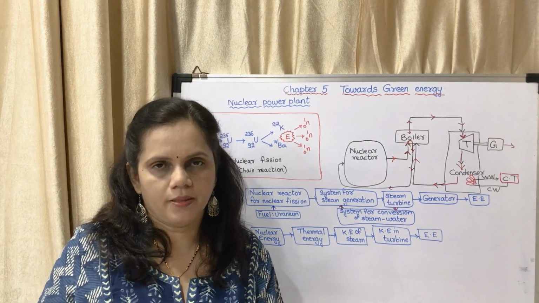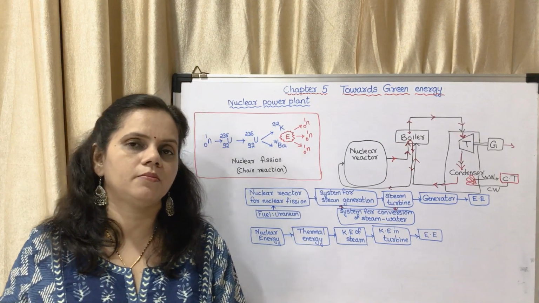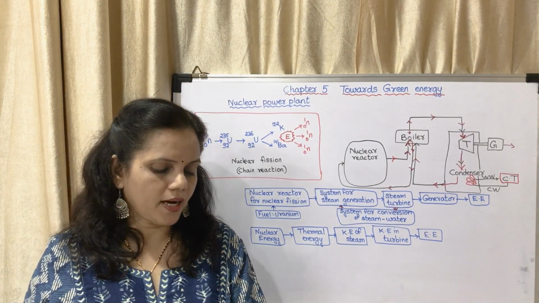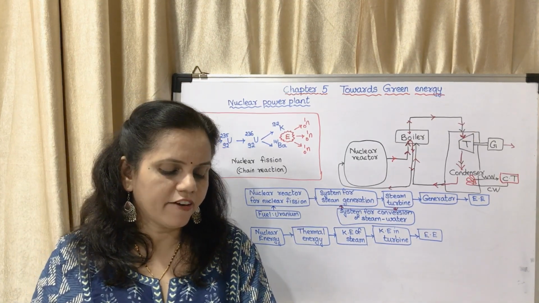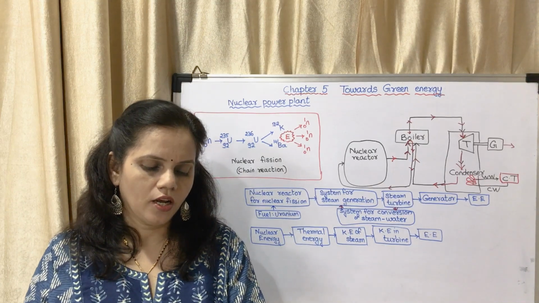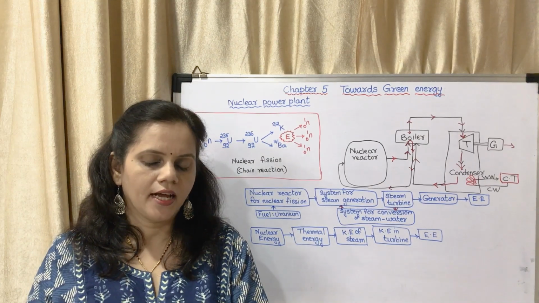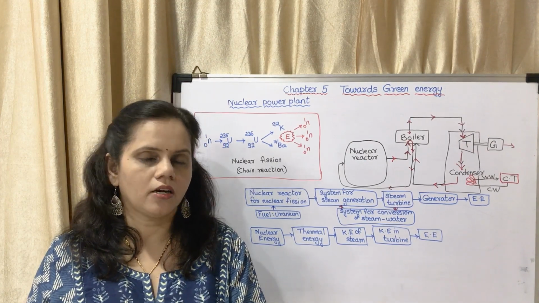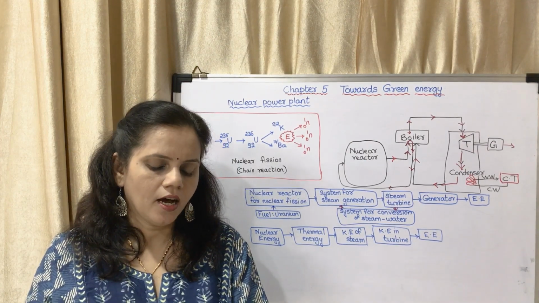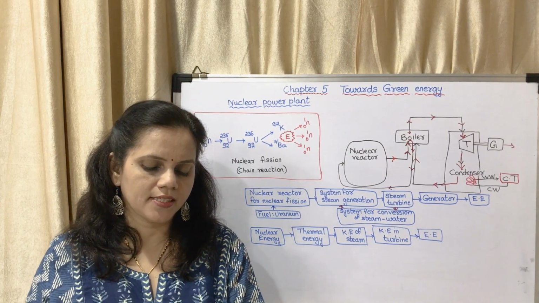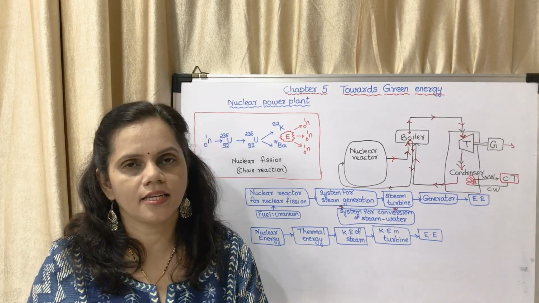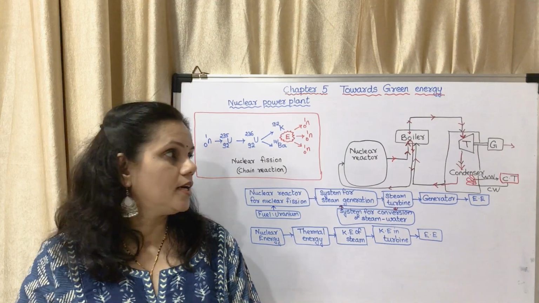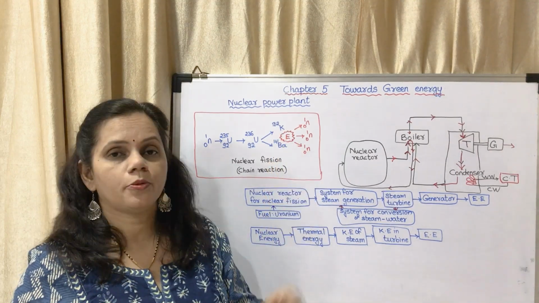And what are the problems? Now we will discuss the problems for nuclear power plant. The products after fission of nuclear fuel are also radioactive and emit harmful radiations. The products are called as nuclear waste. How to dispose the nuclear waste safely is a big challenge before the scientists. So these are the byproducts.